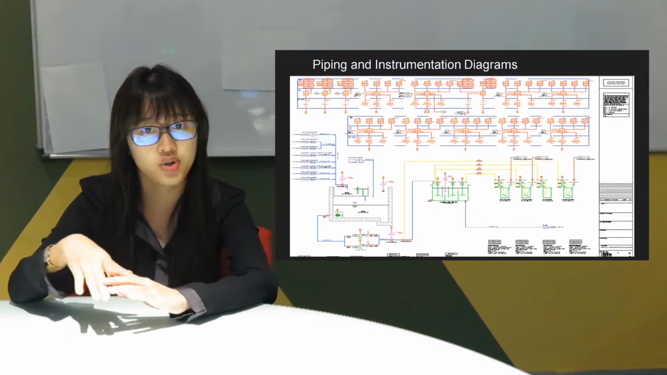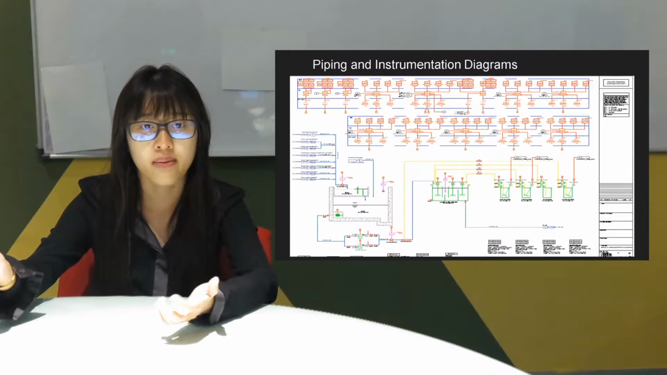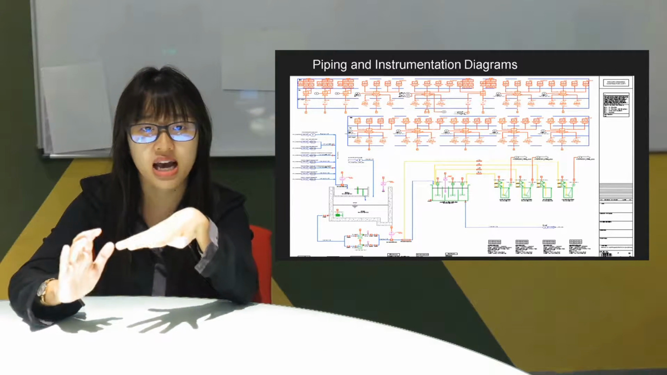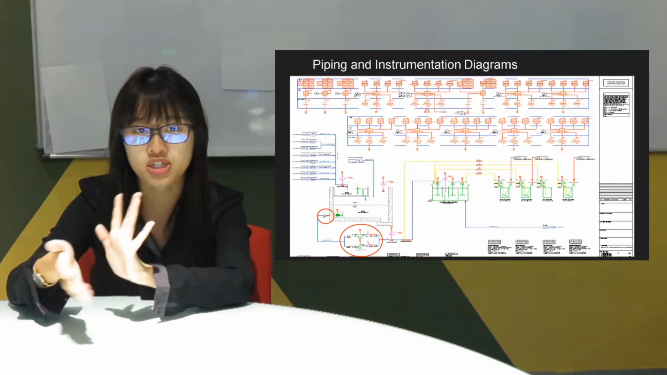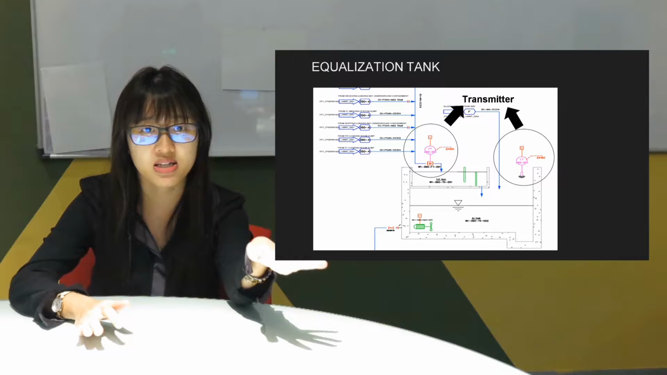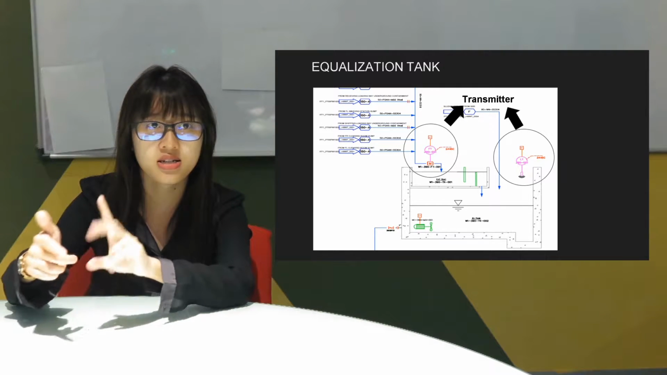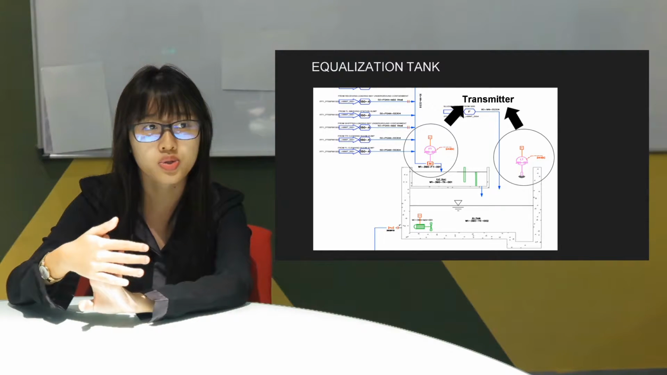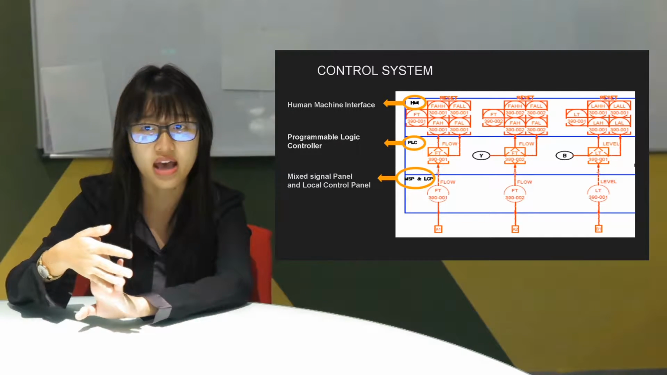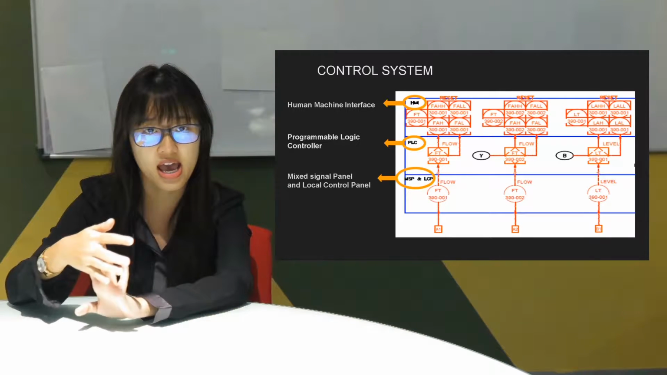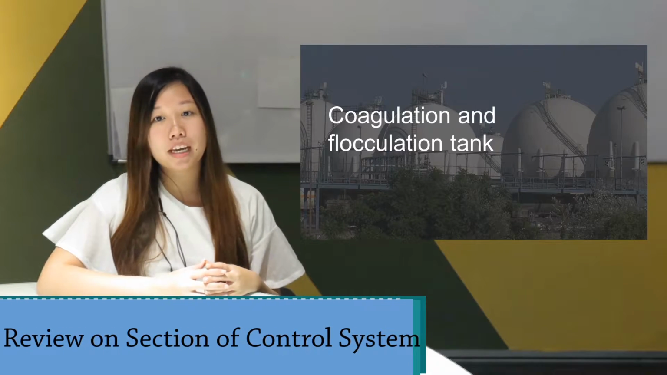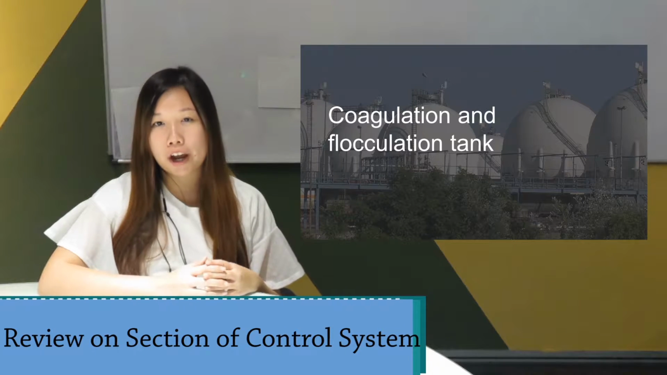Every company will have their own wastewater treatment, and this is the piping and instrumentation diagram of wastewater treatment obtained from Company S. The piping and instrumentation diagram represents all the major equipment like the EQ tank, coagulation tank, valves, pumps, process parameters, and control system. The control system in this P&ID consists of transmitters such as flow transmitter, pH transmitter, level transmitter, and also the local control panel and mixed signal controller, the programmable logic controller, as well as the human machine interface panel. To review the control system, the section from the P&ID provided by Company S that will be discussed is the coagulation and flocculation tank.